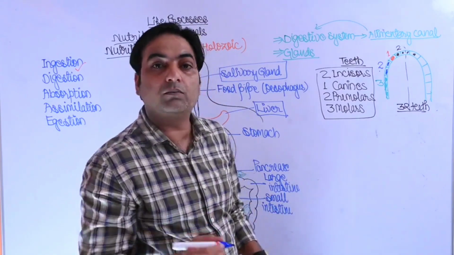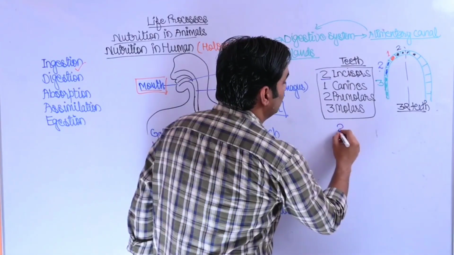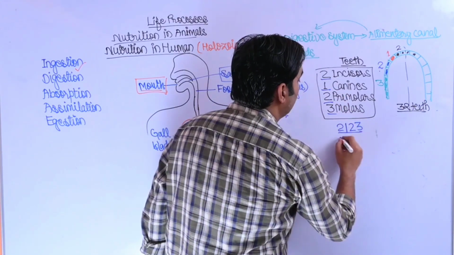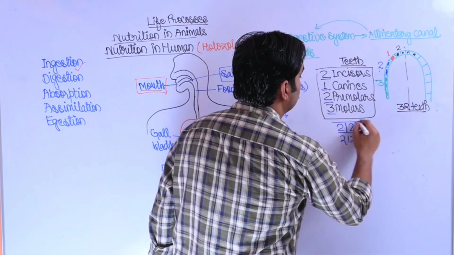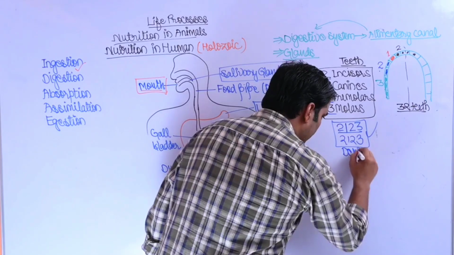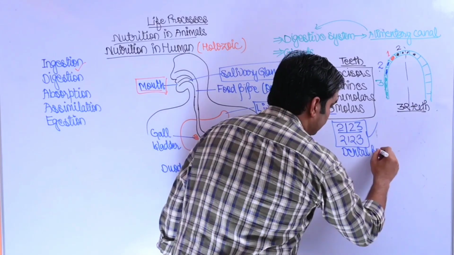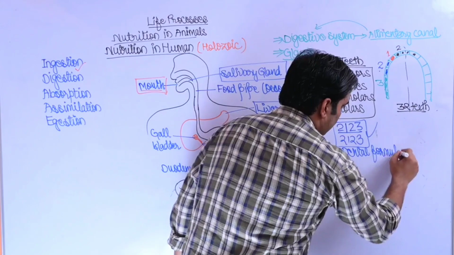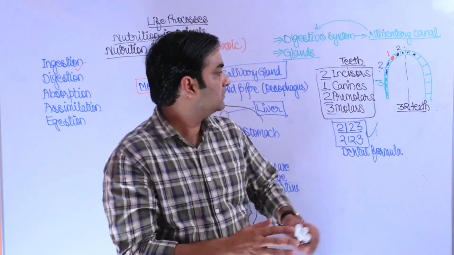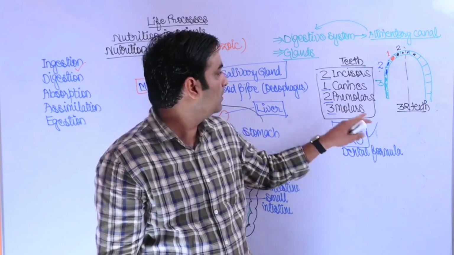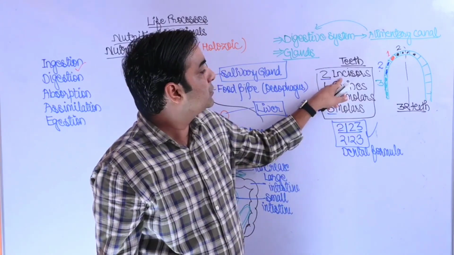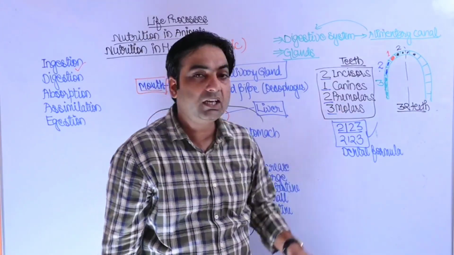What is the dental formula of humans? You can see 2, 1, 2, 3 upon 2, 1, 2, 3. This will be the dental formula of human beings. Dental formula. And as you know very well, this formula is applied: this 2, 1, 2, 3 is a number given by me here in this video, where I introduced 2 incisors, 1 canine, 2 premolars and 3 molar teeth.